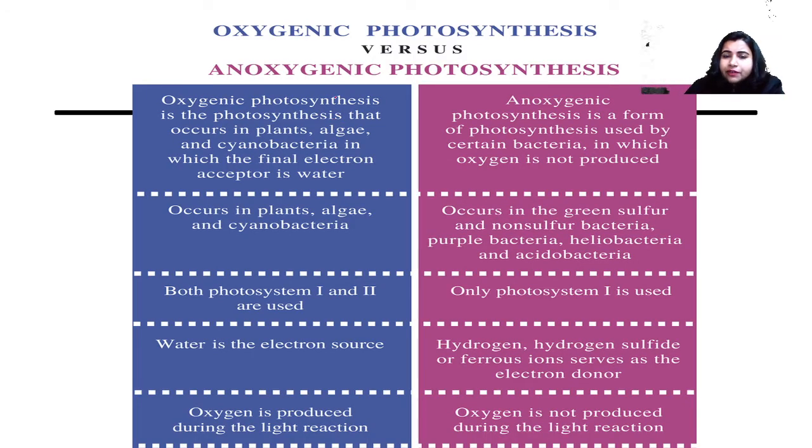So here I have given the difference between oxygenic and anoxygenic photosynthesis. Oxygenic photosynthesis is the photosynthesis that occurs in plants, algae and cyanobacteria, in which the final electron acceptor is water. So where does oxygenic photosynthesis take place? It takes place in plants, algae, right, and cyanobacteria. And what is the final acceptor? Water. I will tell you.